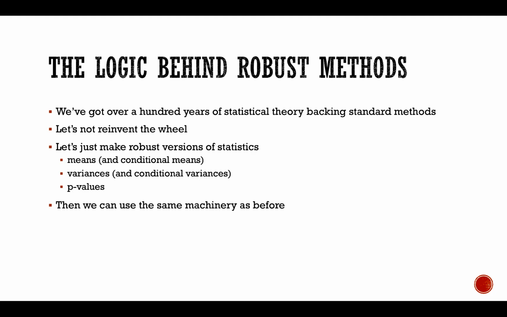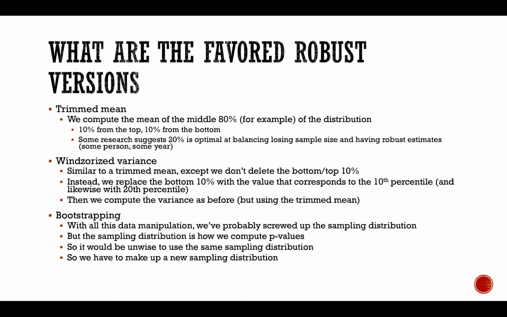And instead of computing p-values based on distribution theory, we compute it based on bootstrapping. And then once we do that, we can use the same machinery as before. So what are the robust versions?